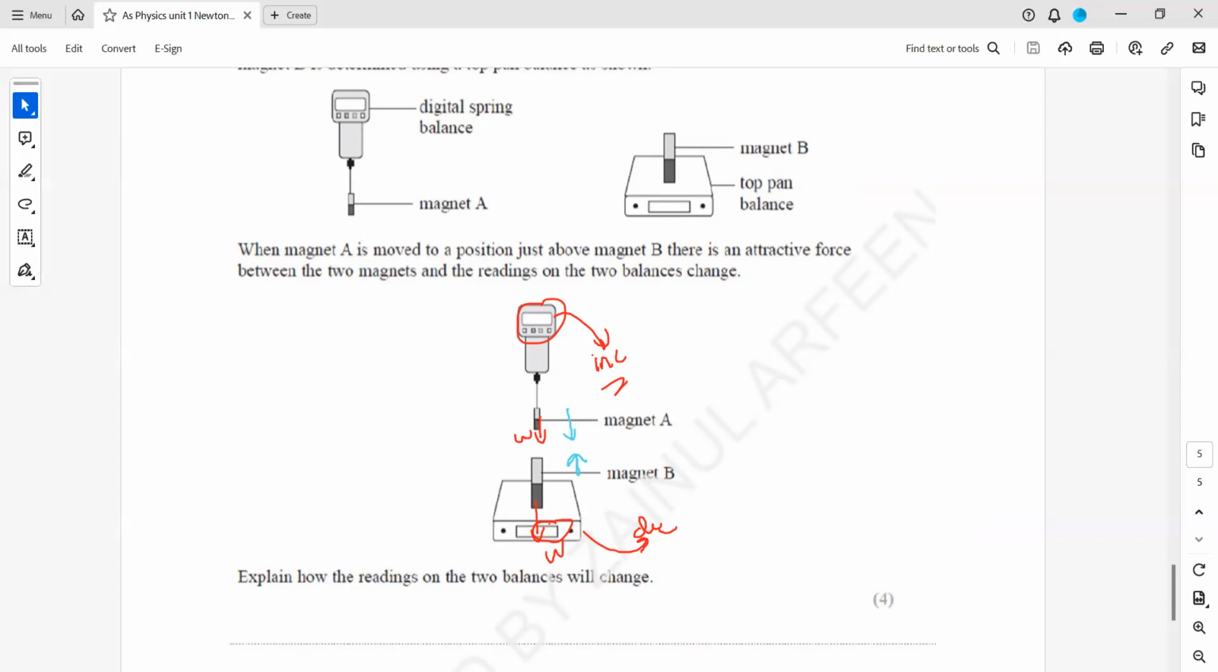So list the Newton pair force, then mention their directions, and then the resultant force: for the top pan balance, the resultant force decreases, and for the spring balance, the resultant force increases. Is it clear? Question 4.